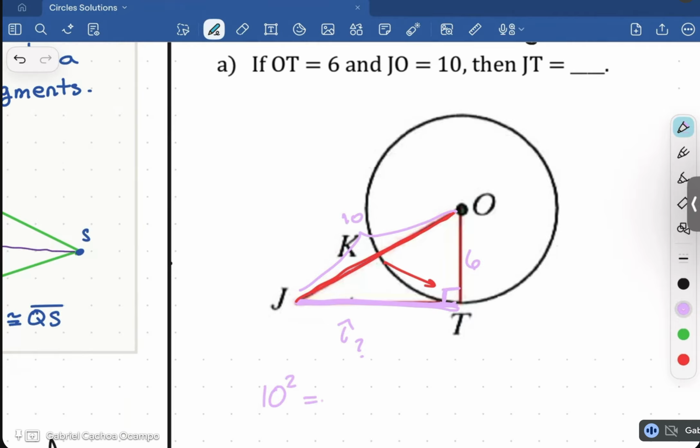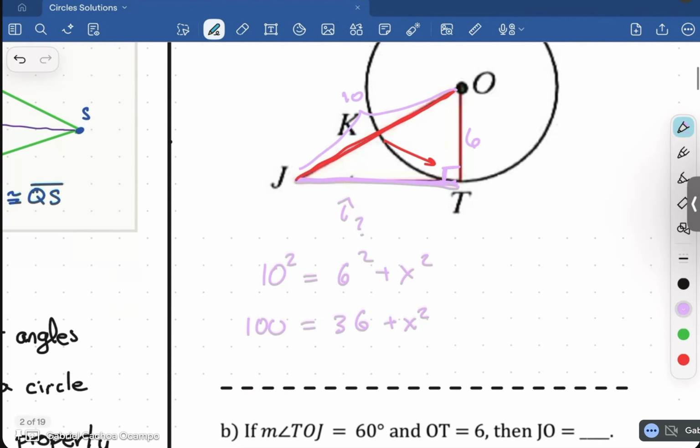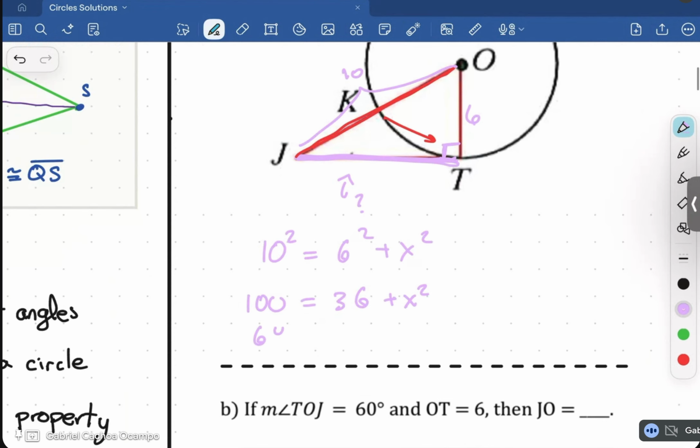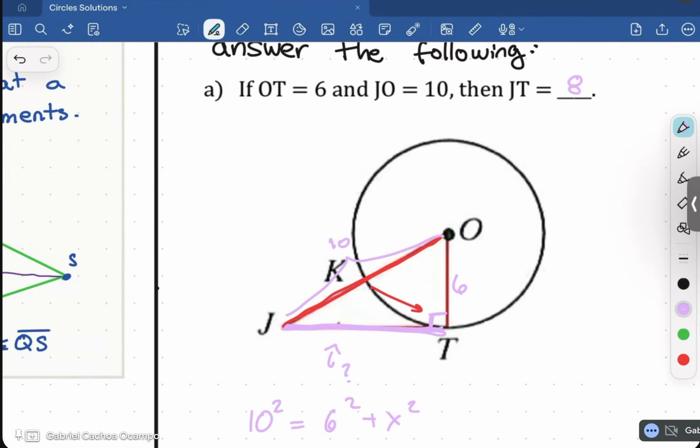So I do 10 squared equals 6 squared plus x squared. This is just Pythagoras theorem, 100 equals 36 plus x squared. Subtracting the 36, that is 64 equals x squared. X equals 8. O sea, JT equals 8.